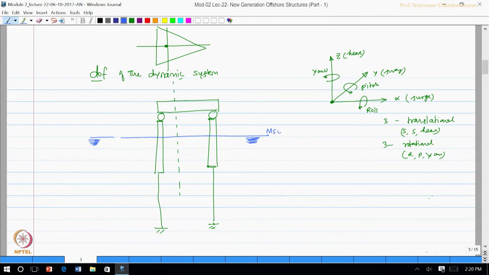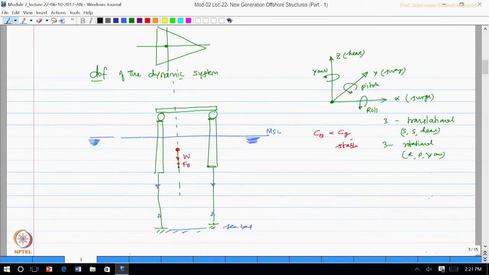This is my mean sea level. This is initial tension. This is my seabed. These are my ball joints. This becomes my point where the weight of the structure is concentrated, and this becomes my point where my buoyancy is acting. Since the center of buoyancy is located lower than the center of gravity, the system is stable.